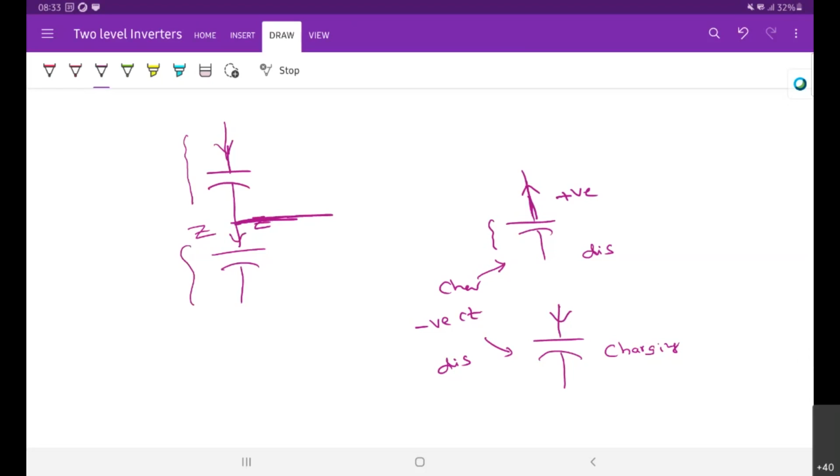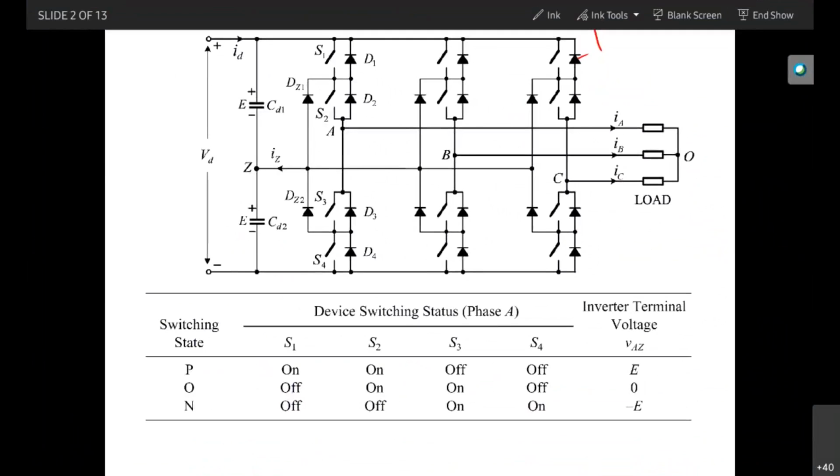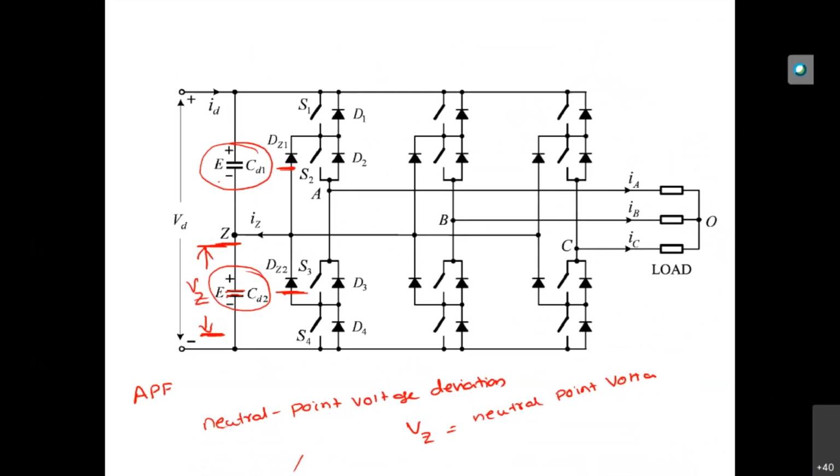If one capacitor is charging, the other capacitor is unaffected, right? Now our objective is to find the voltage deviation in this capacitor voltage. We have different vectors: small vectors, large vectors, and medium vectors.